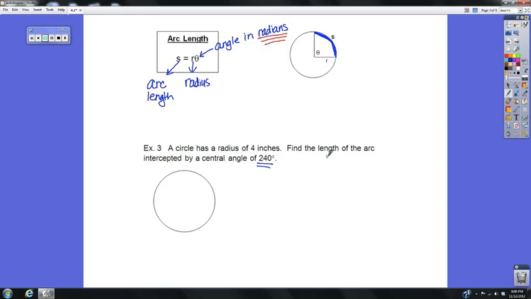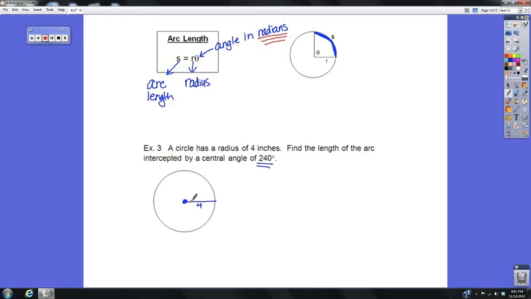Okay, so that's it as far as the formula goes. So let's try this problem. A circle has a radius of 4 inches. Alright, let's draw it. Here's the center of the circle. Radius of 4 inches. Find the length of the arc intercepted by a central angle of 240 degrees.